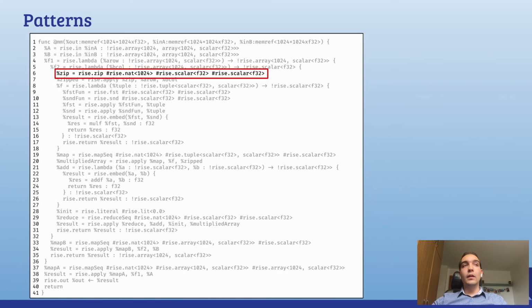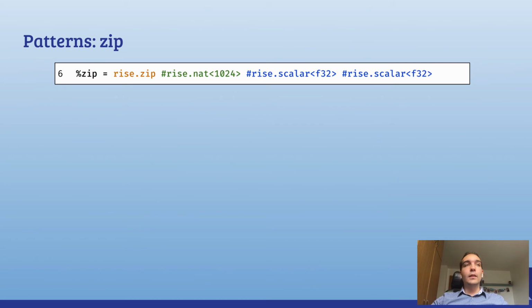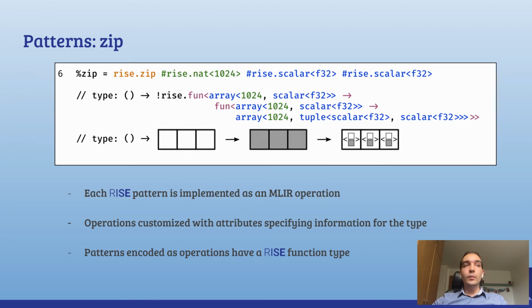Next, we look at patterns. Let's, for example, look at the example of zipping the row of A to the column of B. So we look at this zip pattern. The zip pattern is implemented as an operation. And this operation is customized with the additional information we need for its type, such that this zip operates on arrays of size 1024, which both contain elements of type scalar F32, which are basically floats. So in consequence, the type of %zip is a function type with exactly these two array types as input and an array of 1024 of these tuples as output. So for each of our patterns, we introduce an operation.